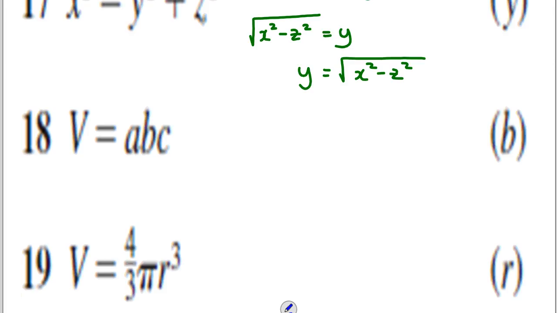Next one, V equals abc, pretty easy one to finish off with. We want to make b the subject. So to make b the subject, we just notice it's a times b times c, so we need to divide off ac. So just go V over ac, and make it clear that's an uppercase V and lowercase ac, equals b. V over ac equals b. That will do. So again, we can write b equals V over ac if you like.